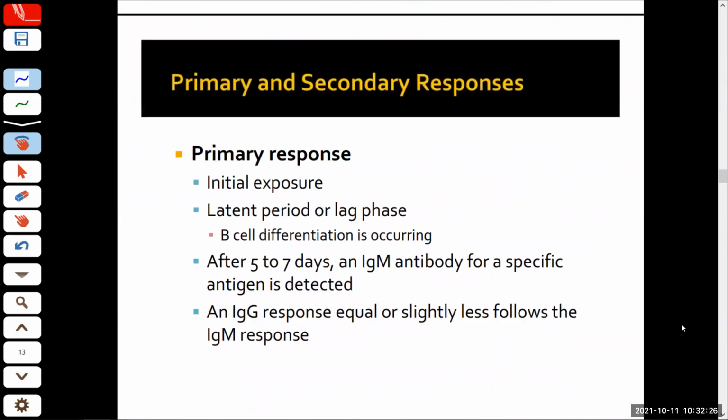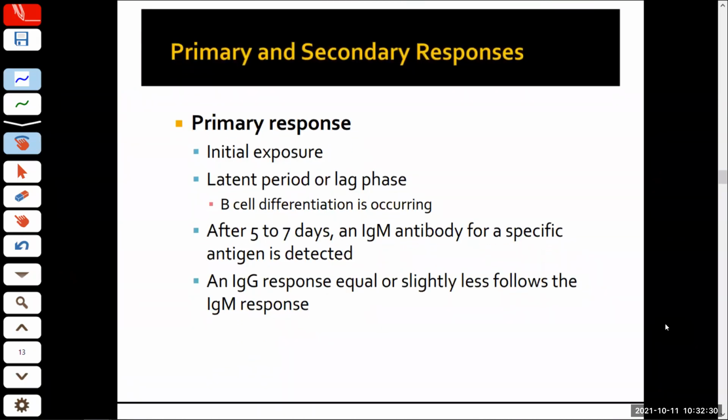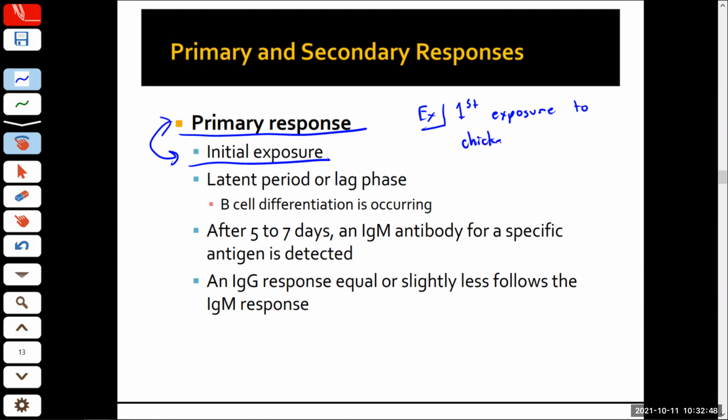Cool. So how does the third line of defense work? How do we actually learn this stuff? Your primary response is also known as your initial exposure. So this is the first exposure to, I'm going to say chickenpox as the example.